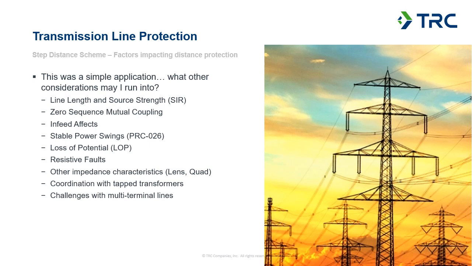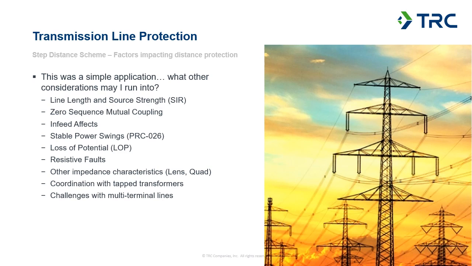There's also zero sequence mutual coupling, and we talked about this a little bit in day one. If you have multiple transmission lines running down the same corridor, you can have a coupling effect of fault currents from one transmission line coupling over to the other transmission line, which can impact the measurement quantities your relays are seeing and thereby impact the reliability of those elements. So it's something that needs to be understood, it needs to be modeled, and it needs to be addressed in your settings.